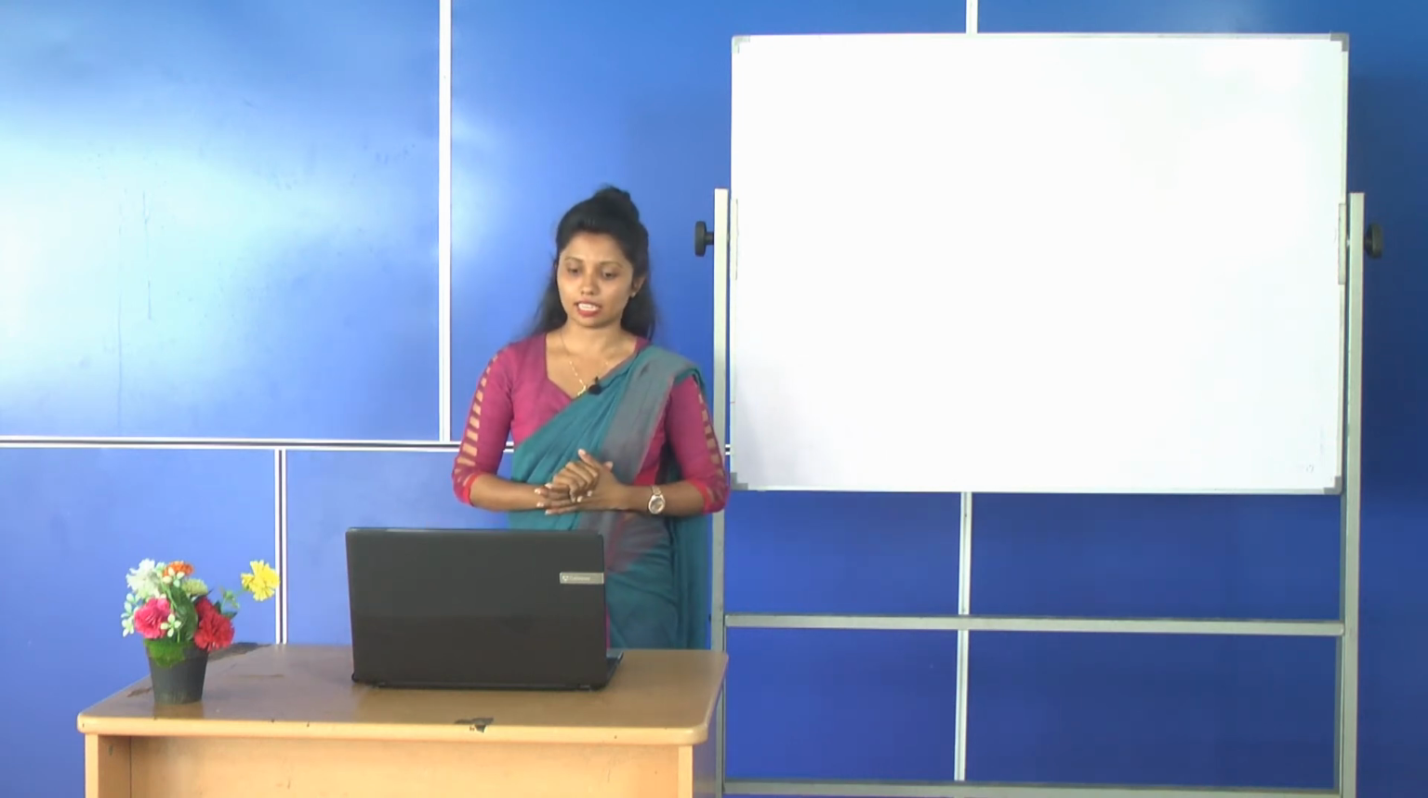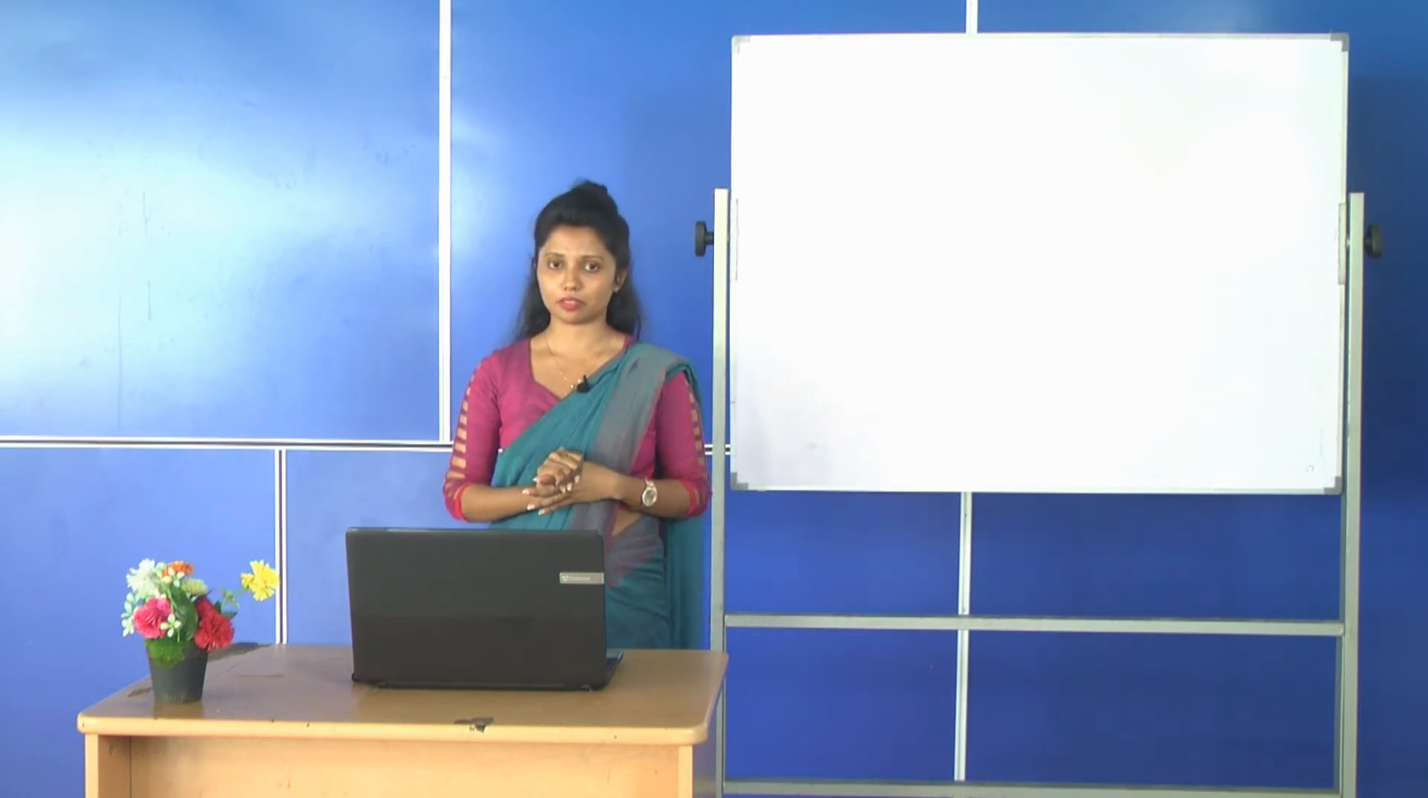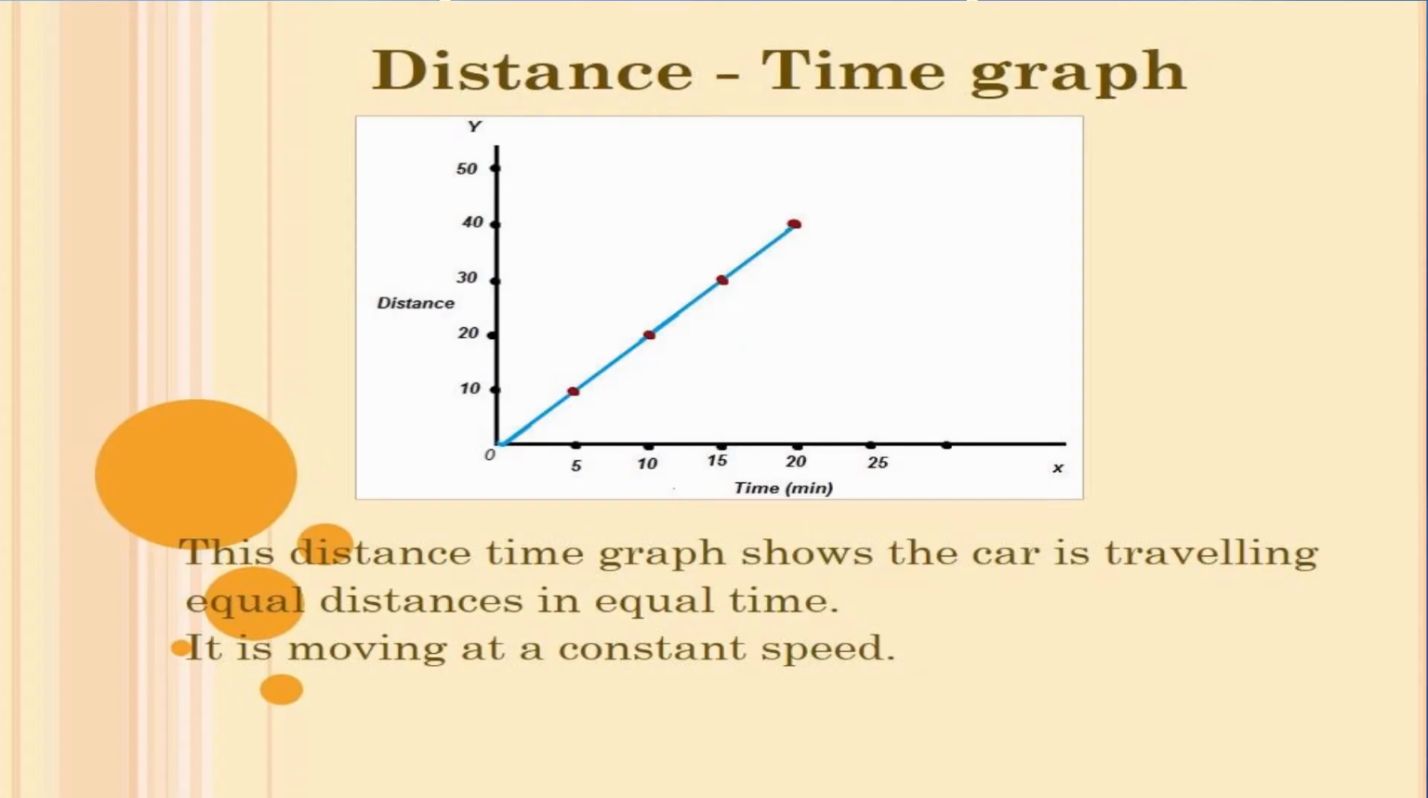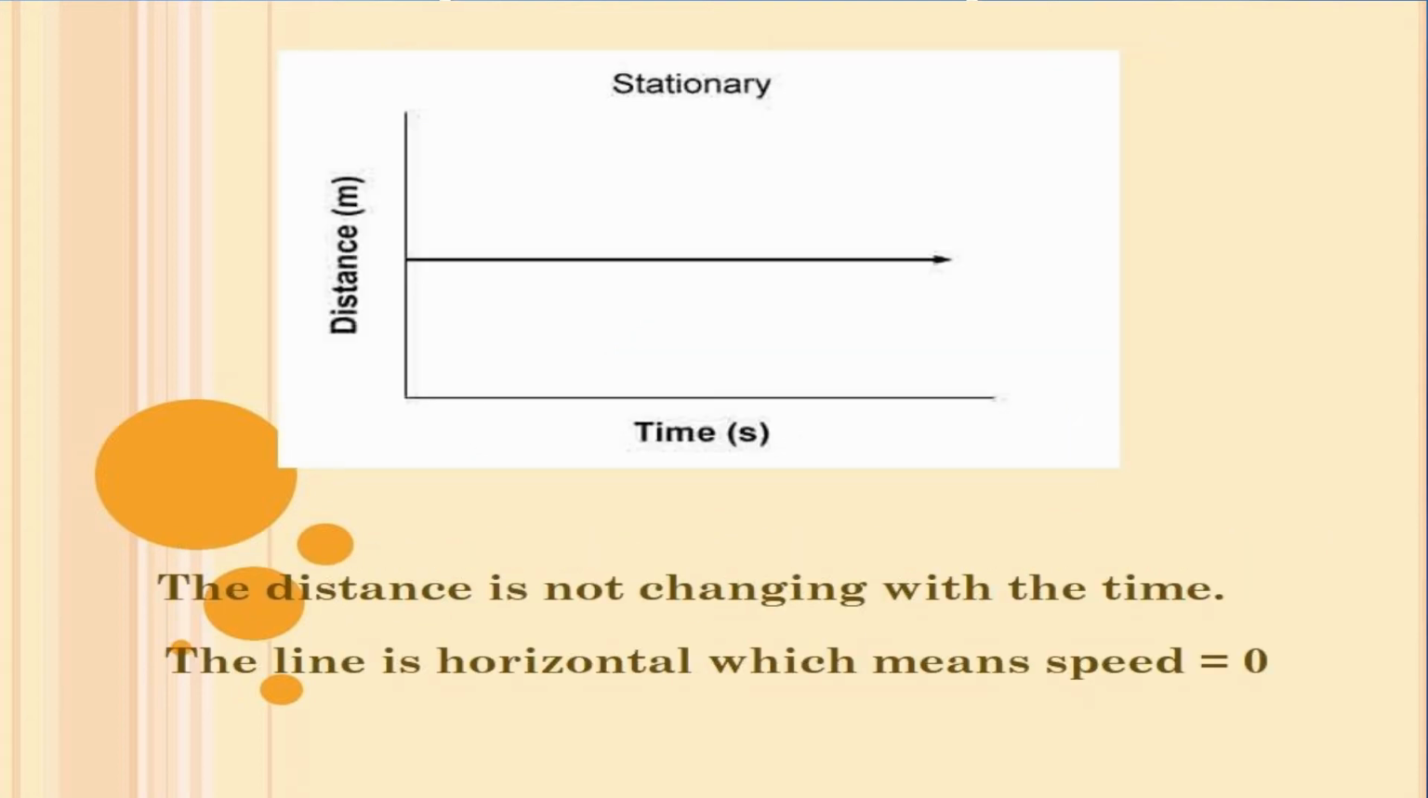And the next heading is distance time graph. Here the graph that you can see shows the car is travelling equal distances in equal time and it is moving at a constant speed. And the next graph you can see is a little bit different from the first graph. The line is horizontal, which means the speed is 0. The distance is not changing with the time here.